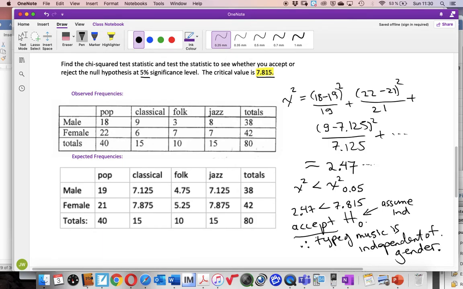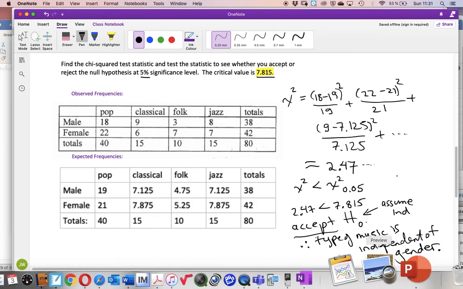And this is used in statistics. This is used to find these different relationships between variables in the studies that you guys sometimes see published. Okay, so that's the chi-square test.